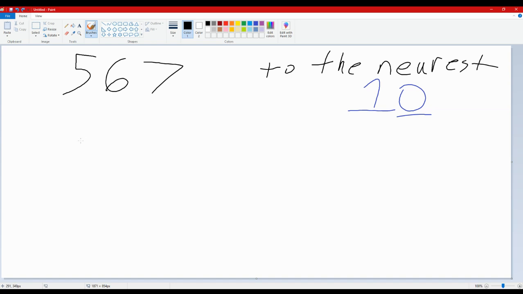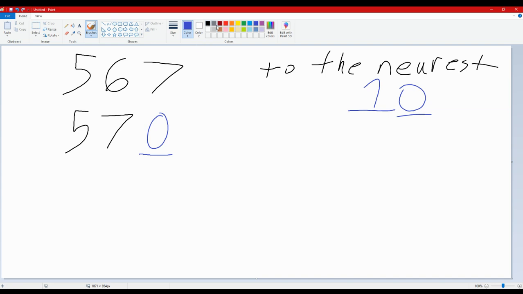Oh my goodness. There we go. 570. Whoa, are those the same color? I think I picked blue. 570. That's 1 zero. That's 1 zero. Oh, it works.